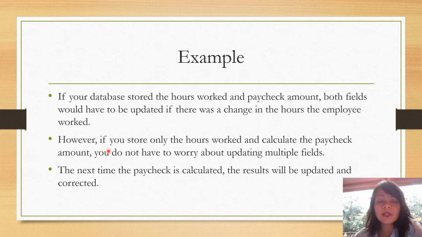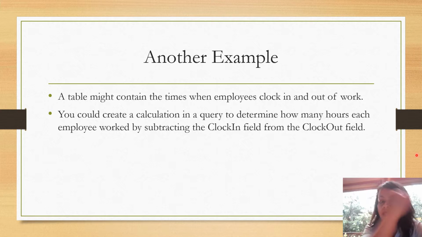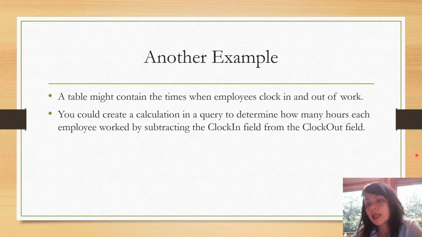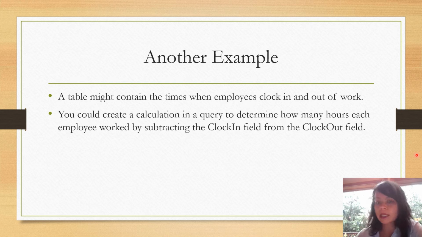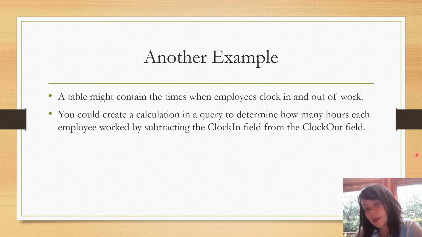Okay, so for example, if your database stored the hours worked and the paycheck amount, both the fields would have to be updated if there was a change in hours the employee worked. However, if you only store the hours worked and calculate the paycheck amount, you don't have to worry about updating multiple fields. So the next time the paycheck is calculated, the results will be updated and corrected right away. Another example is that a table might contain the times that employees clock in and out of work. You can create the calculation in a query to determine how many hours each employee worked by subtracting the clock in field from the clock out field.